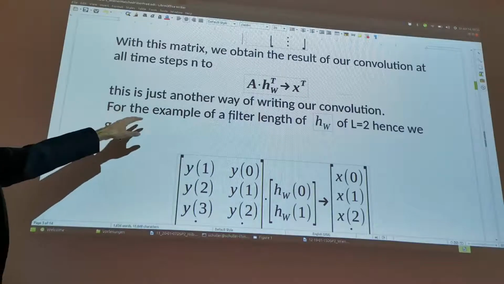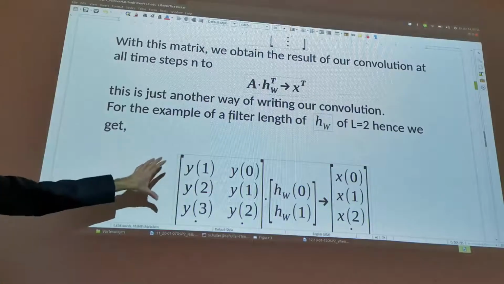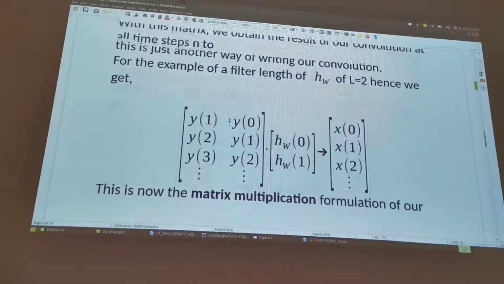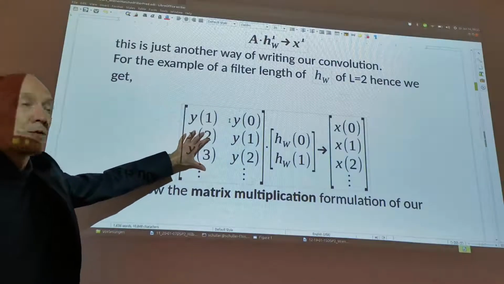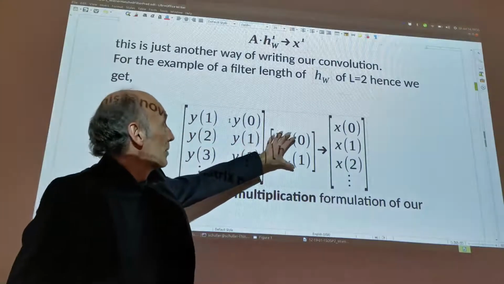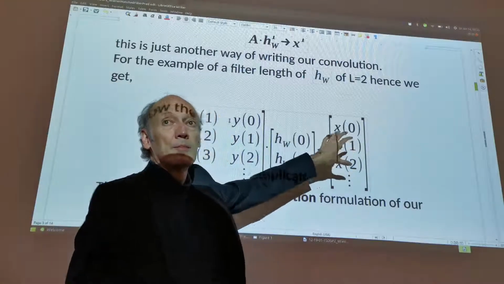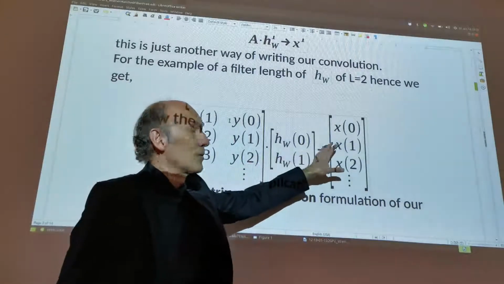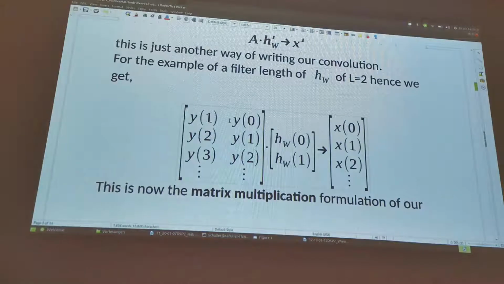For example, for a filter length of L equals 2, we get this example. So here we can see this is the matrix A, this is our vector h_W, and this is the resulting filtered output. And so here I'm using this arrow to say that we would like to be as close as possible to this output.